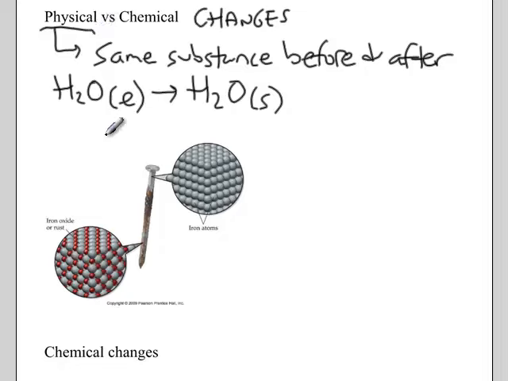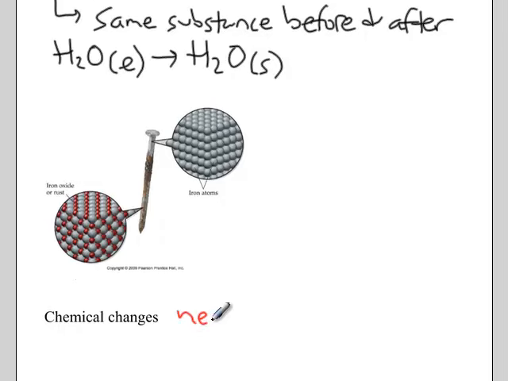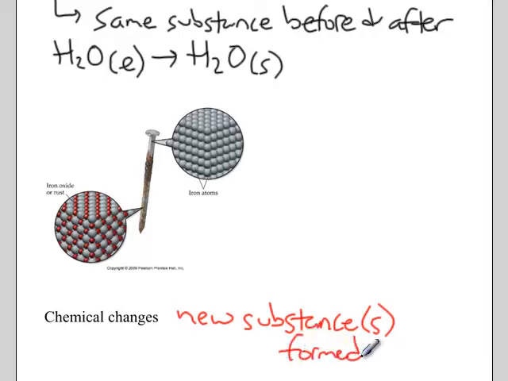A chemical change is a change in which you make a new substance. At least one new substance is formed. So you can make one new substance or more than one. That's why I have the parentheses S. This does not mean solid in this case.